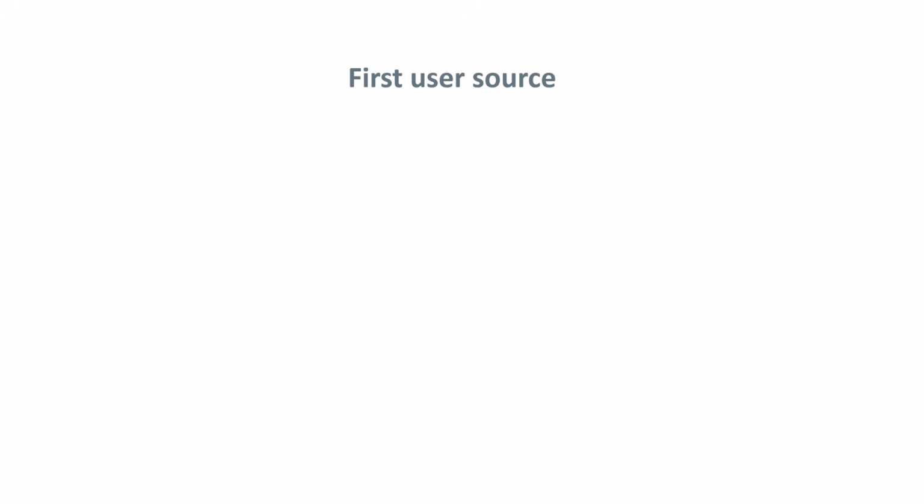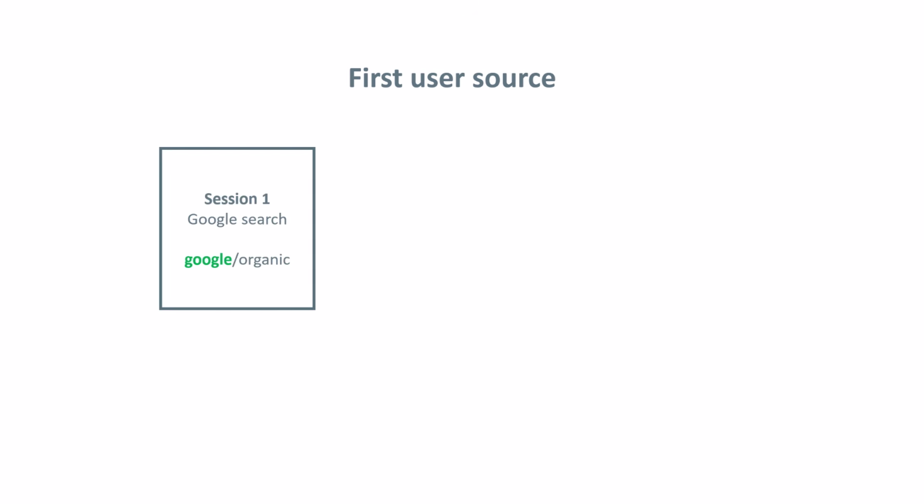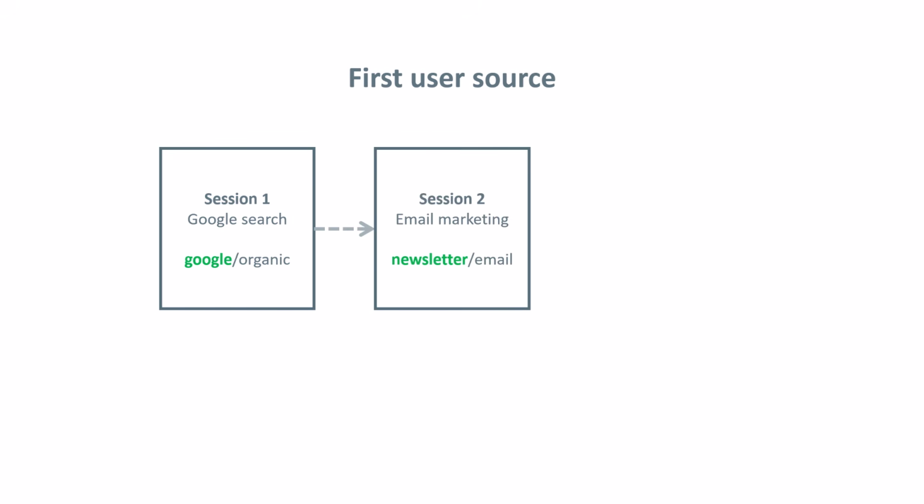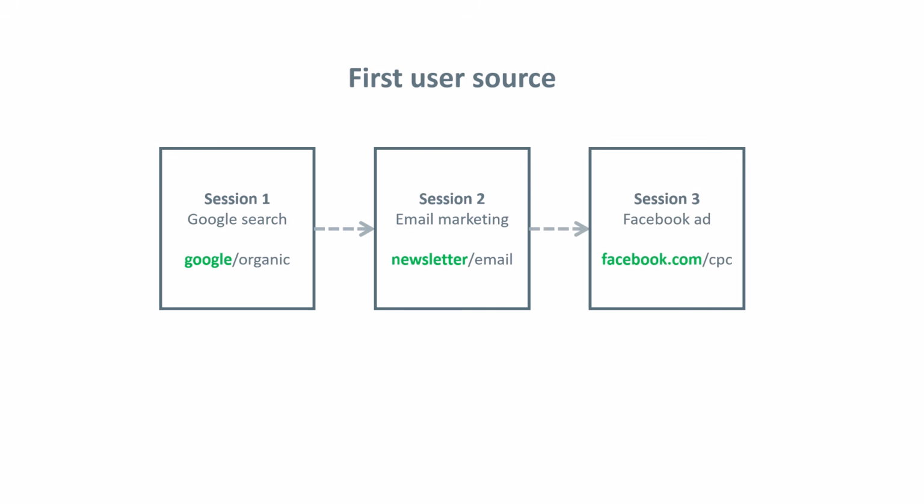Let me explain. If you look at the report which is using first user source, then here's how it will attribute sessions and conversions. Let's say that we have a user who landed on our website for the first time from Google organic search, and I highlighted in green the source value, which is UTM source. Then the next day, the user came back from our newsletter. And then on the third day, the user came back from a paid Facebook ad. Also on that third session, the user made a purchase. So let's see how the first user source will attribute these sessions.